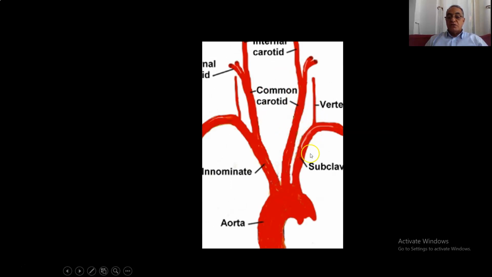Another view: the left subclavian, on its way to the left arm, to the axillary artery, gives the vertebral, and the left common carotid, which will divide into internal and external carotids, and the innominate artery, which divides into the right common carotid and the right subclavian.